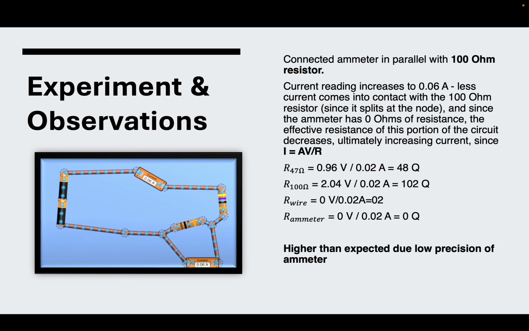Then we connect the ammeter in parallel with the 100 ohm resistor, and we got that our current reading increases by 0.06 amp. Less current comes into contact with the 100 ohm resistor since it splits at the node, and since the ammeter has 0 ohms of resistance, the effective resistance of that portion of the circuit decreases. Here we have our equations for resistance. We got that the results were higher than expected due to the low precision of the ammeter.